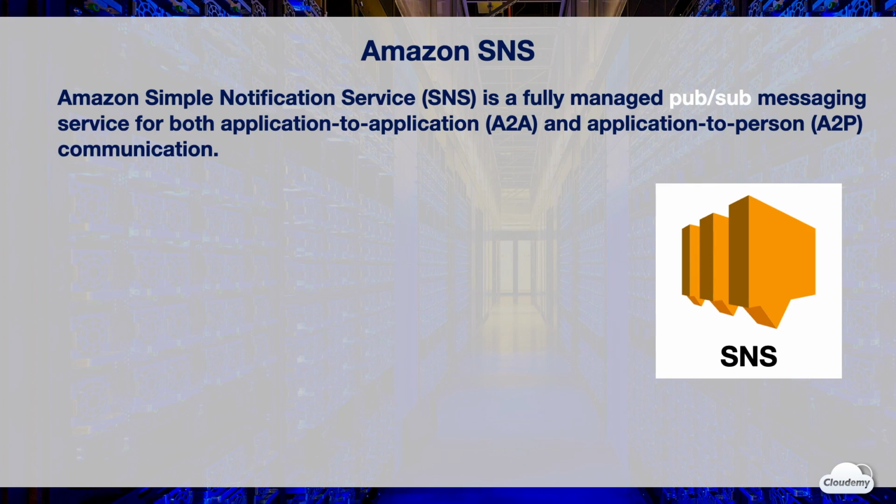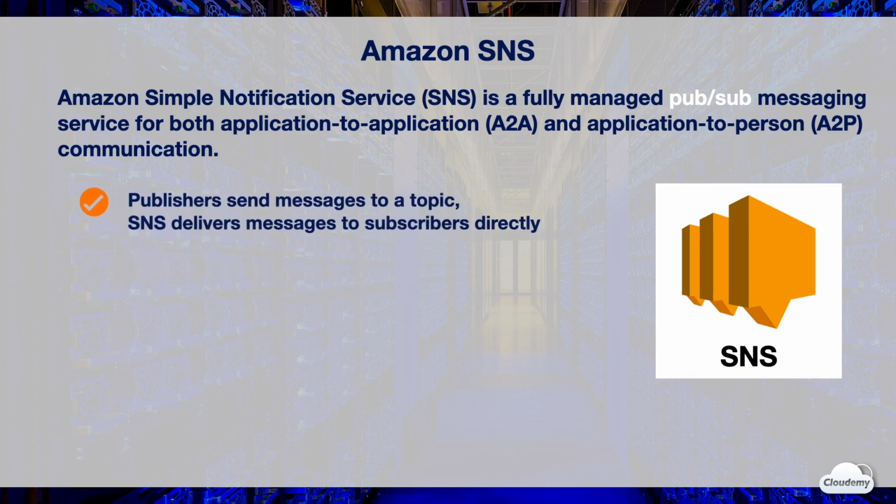Amazon Simple Notification Service or SNS is a fully managed pub/sub messaging service for both application to application and application to person communication. Pub/sub means publishing and subscription. A pub/sub model allows you to publish messages, and set up various subscription endpoints to receive messages. Publishers send messages to an SNS topic, and SNS delivers messages to subscribers directly.